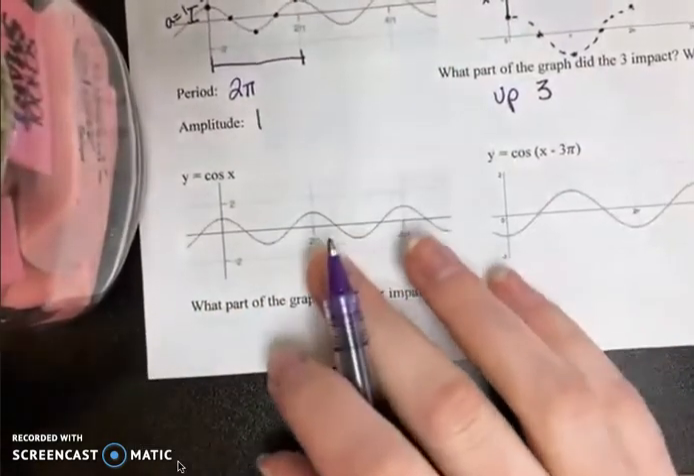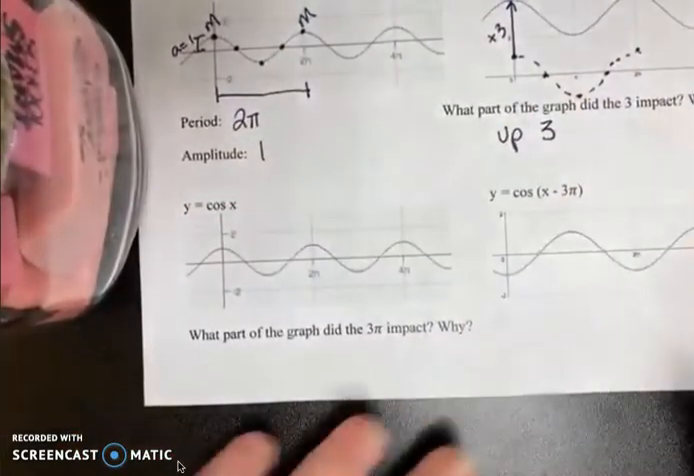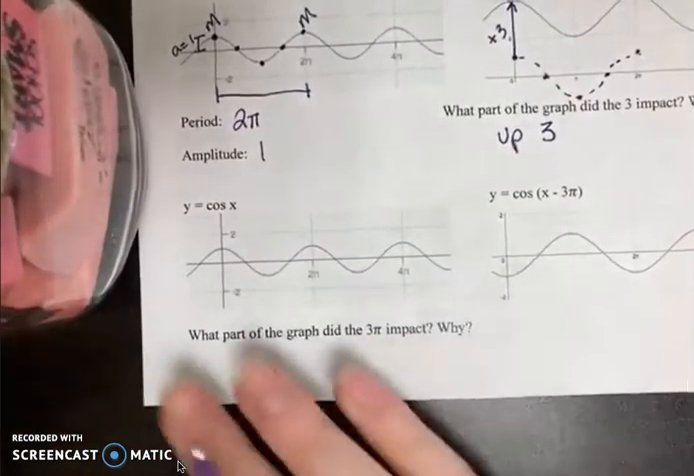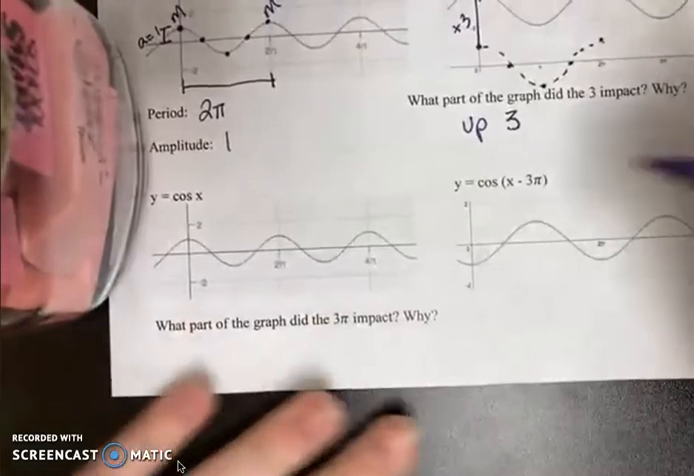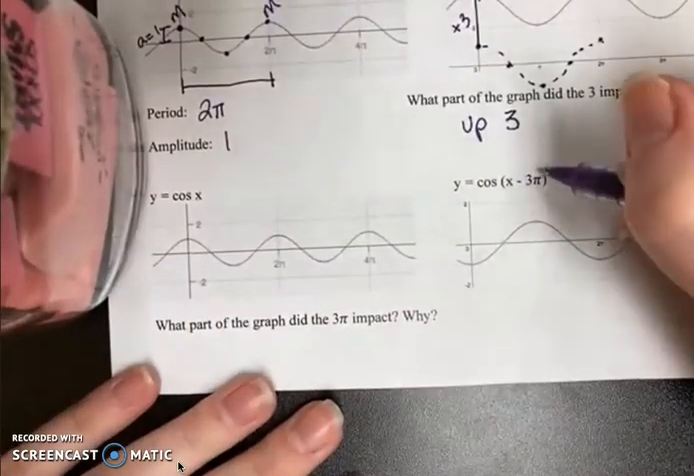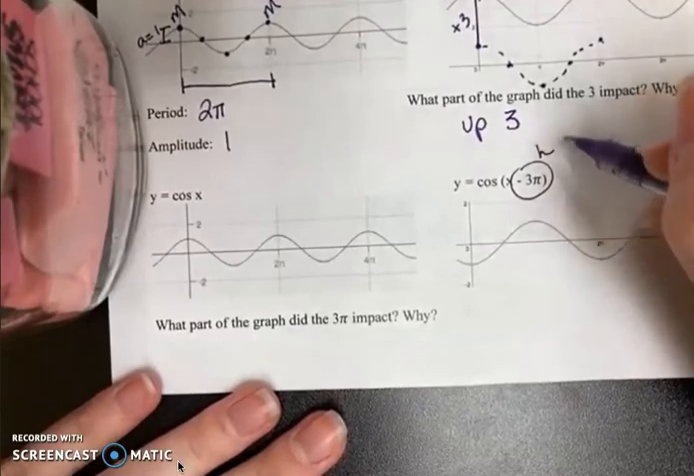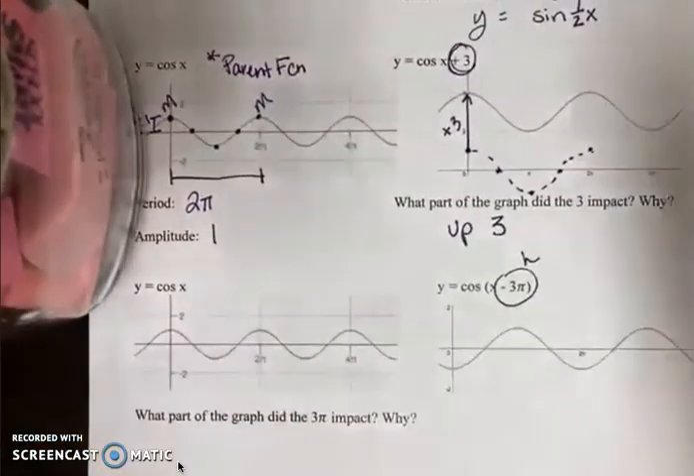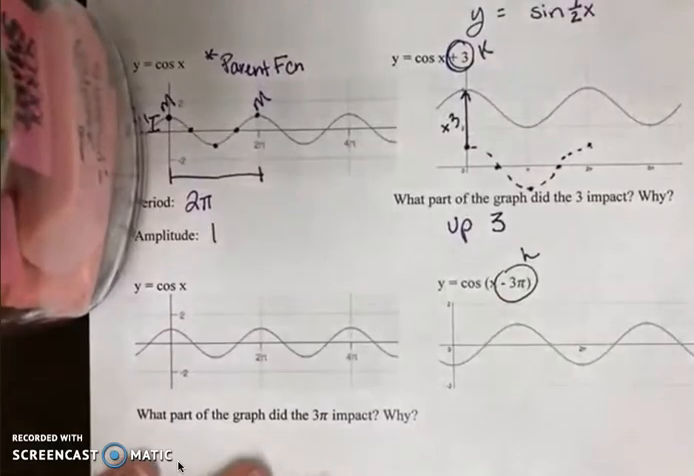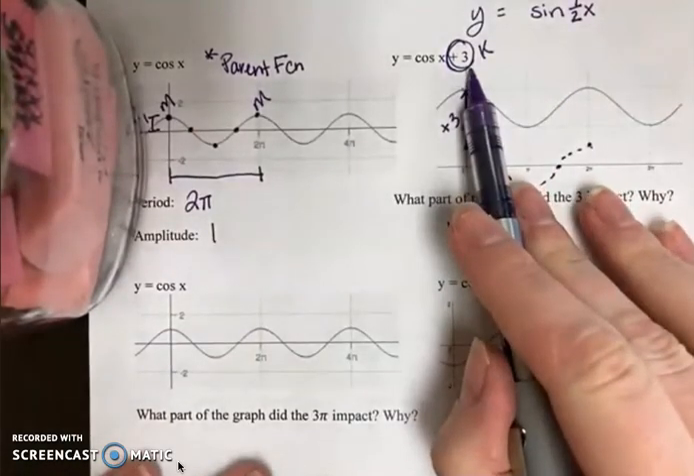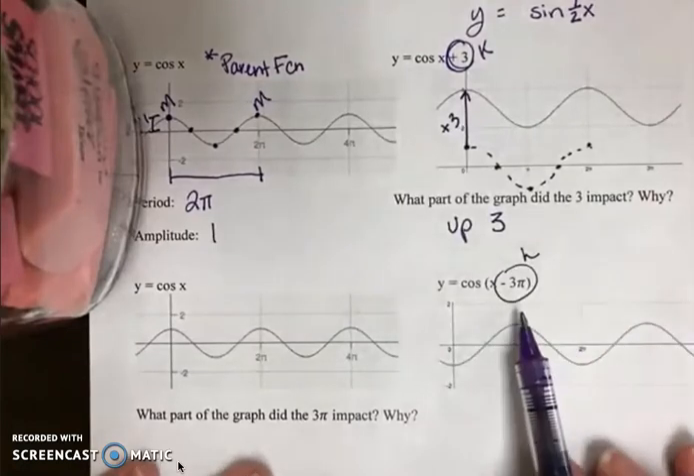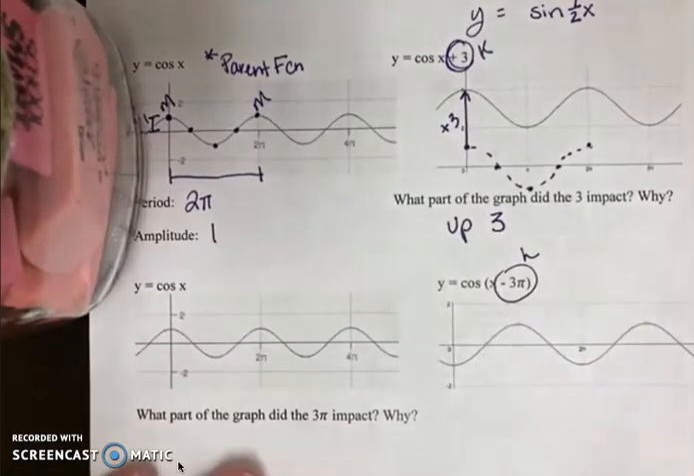Once again, this is a parent function, so you can either look here or here. But when I look at my new graph, this is a graph of y equals cosine x minus 3 pi. Now, when it's inside of the parentheses, we used to call that our h value. So outside is our k value, inside is our h value. When it was outside, it would move it up or down. So when it's inside, remember, we would move it left or right.